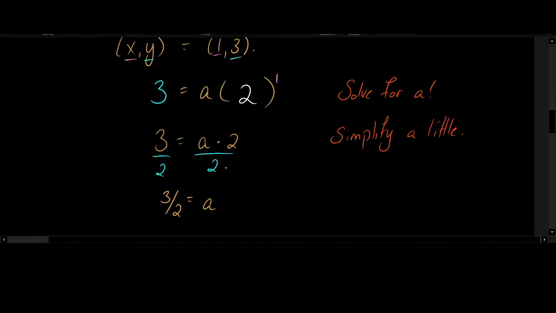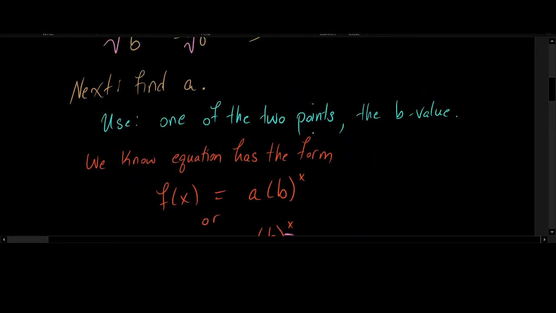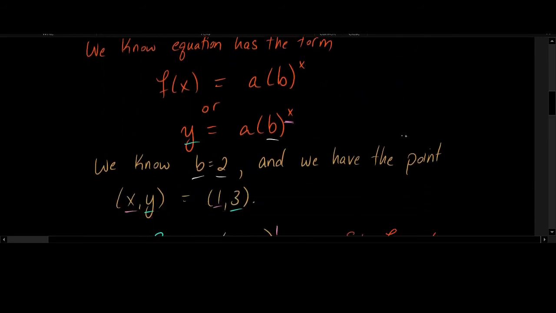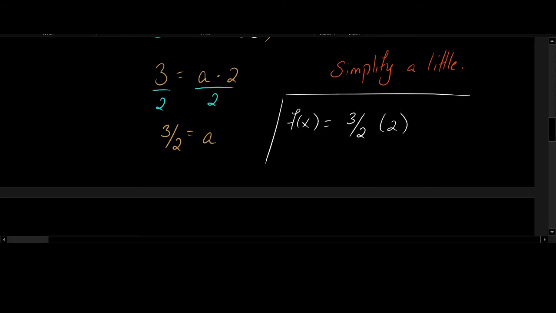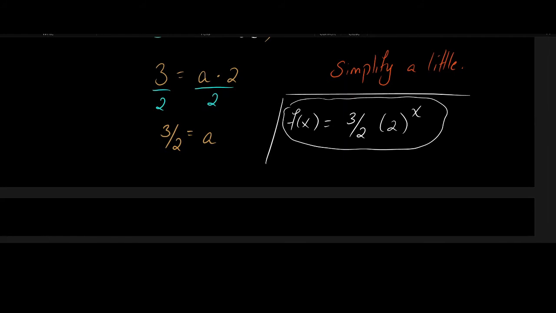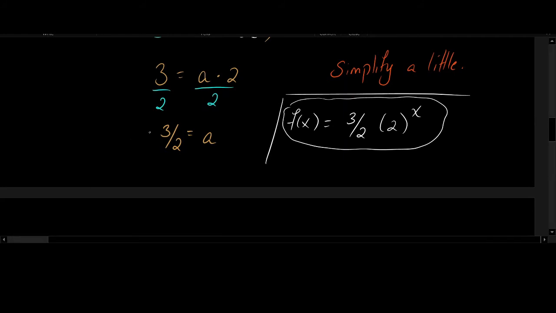Alright, so now that we have found the value of a, and we have found the value of b in our earlier calculation, we can finish the problem just by putting all the numbers into their appropriate positions. And we find that f of x should be equal to the a value times the b value to the power x. And this would be our final answer. So let's try another example just to cement the process in our minds.